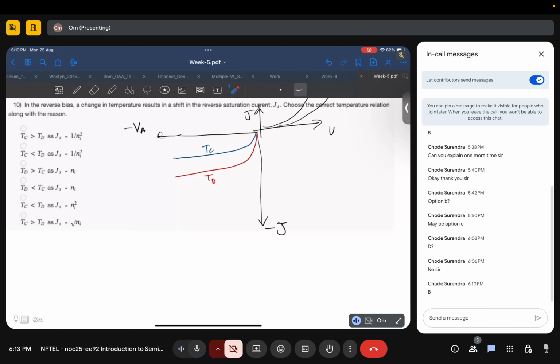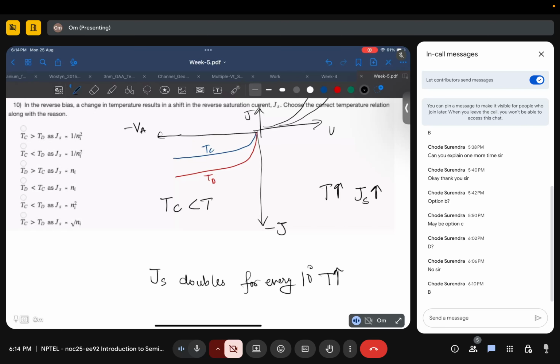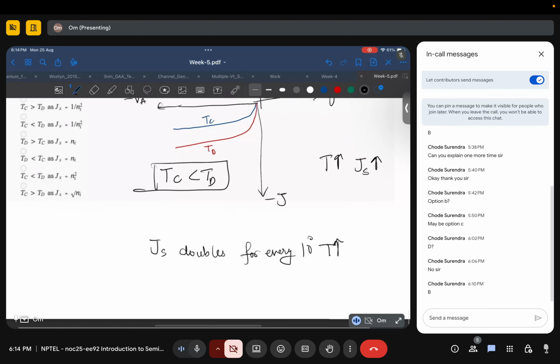We just saw this question, right? So we saw Js doubles for every 10-degree rise in temperature, right? So one thing for sure is that if temperature increases, your reverse saturation current will increase. So from this, we can say that always TD is greater than TC, or TC is less than TD. This is for sure. Now, second thing is we just saw the formula also, right?